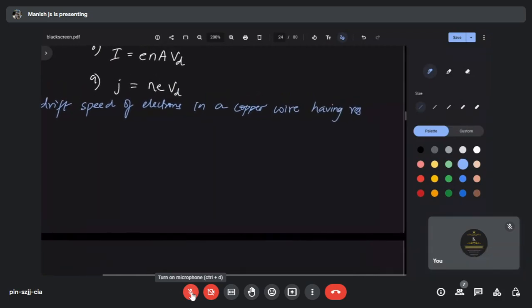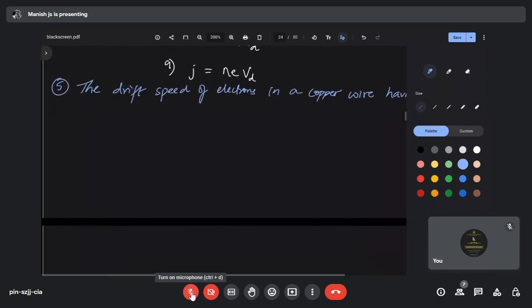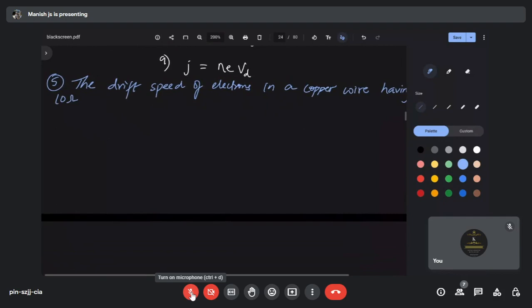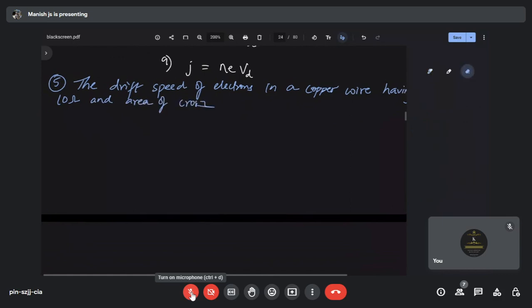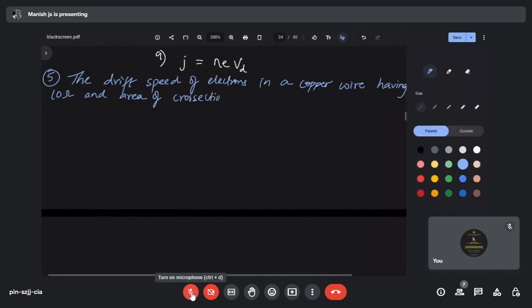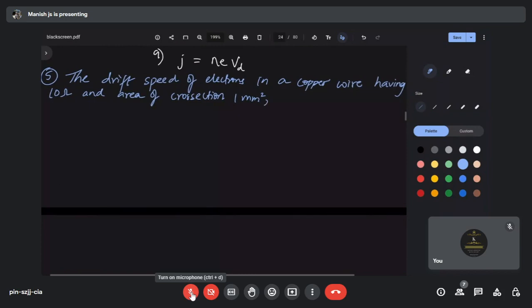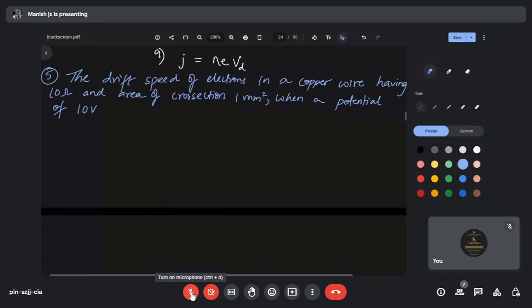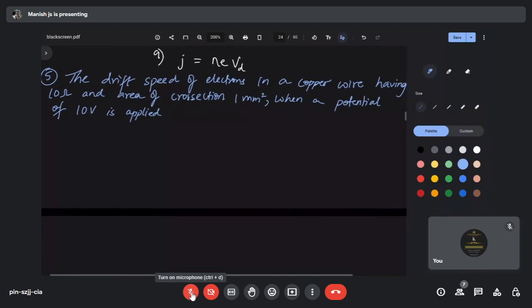having resistance 10 ohms and area of cross section 1 millimeter square, when a potential of 10 volt is applied across it, is options.